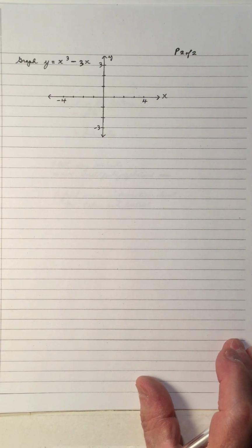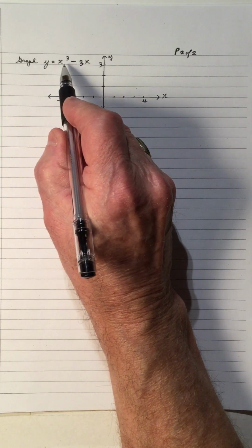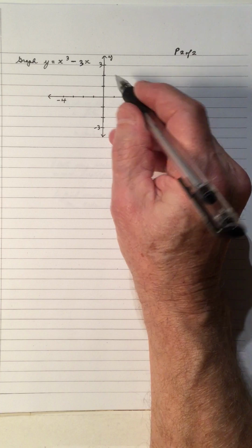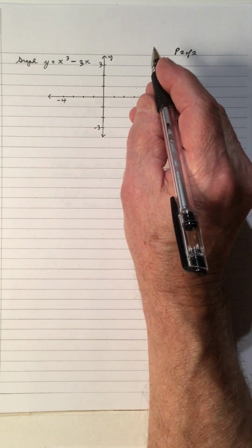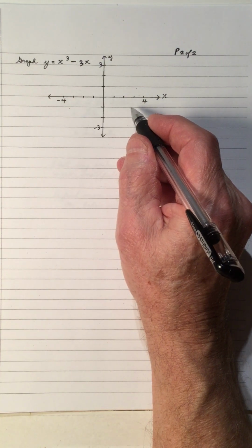Just one question to do, because this question has a lot of information. Graph y equals x cubed minus 3x, and we're going to graph it on this grid here. Notice we have a cubic, and to start out, we want to find the x and y intercepts.